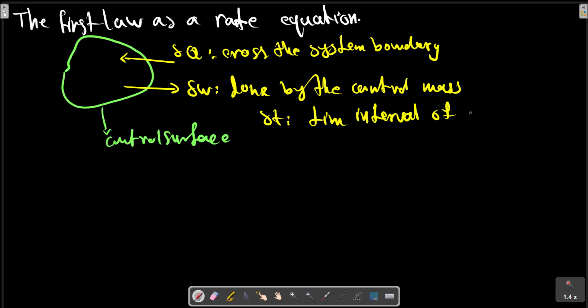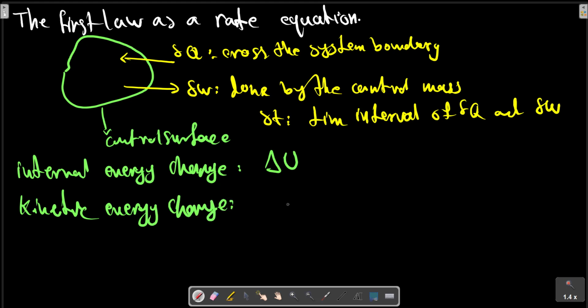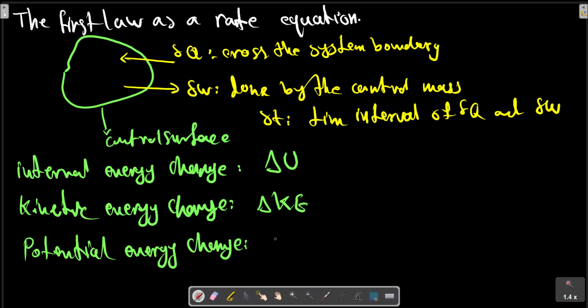Delta Q and delta W. In addition, the internal energy change, delta U, the kinetic energy change, delta KE, and the potential energy change, delta PE.